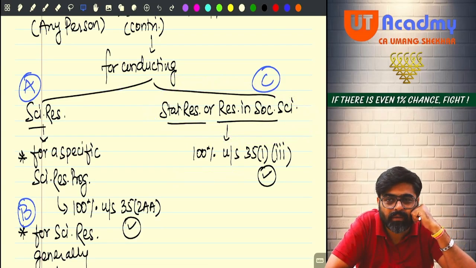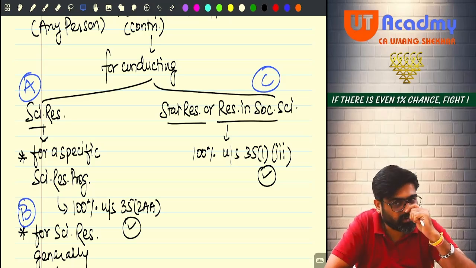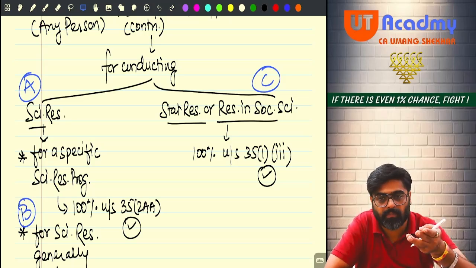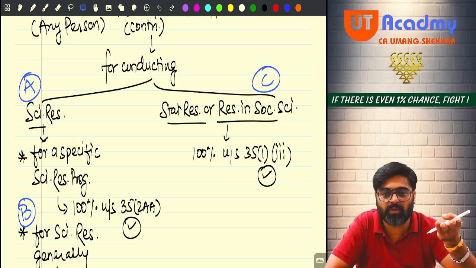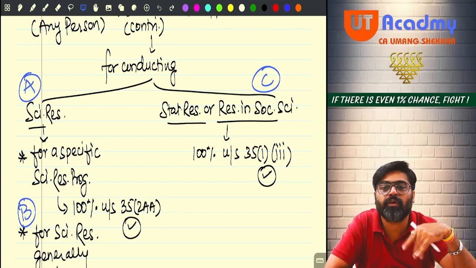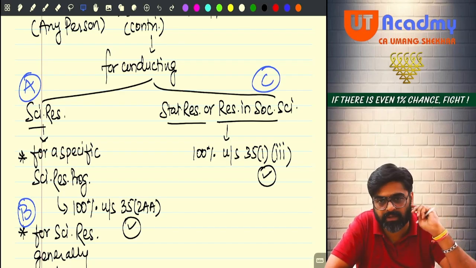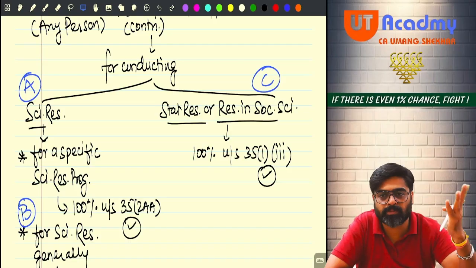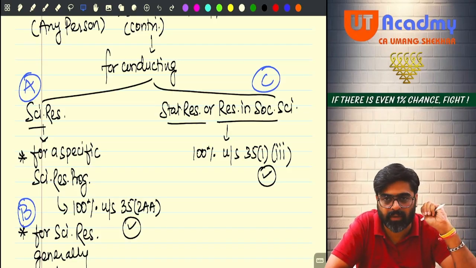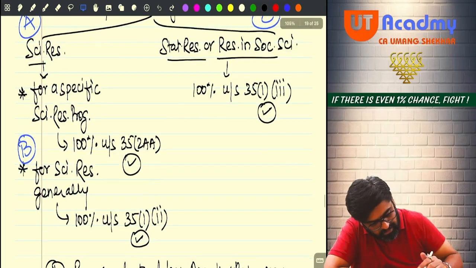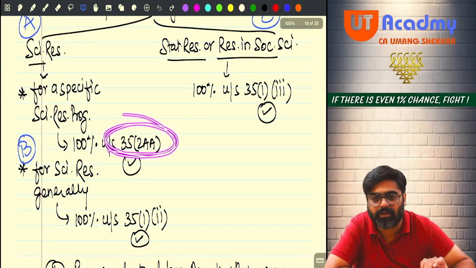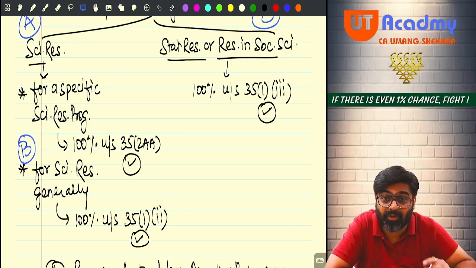Hello, sir. So, if the donation is made for a scientific research program, a specific program, then also 100%. And if you are making the donation for scientific research, but not for a specific program, you are giving a general donation, which can be used by the institute for any scientific research program, then also 100%. Earlier, this used to be 200% for a specific program.